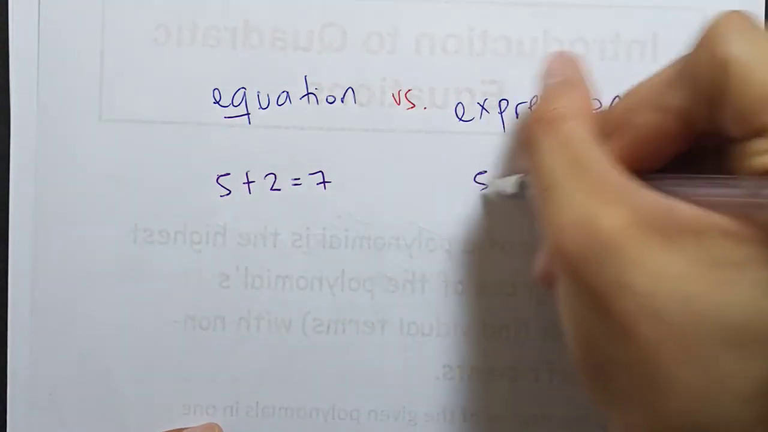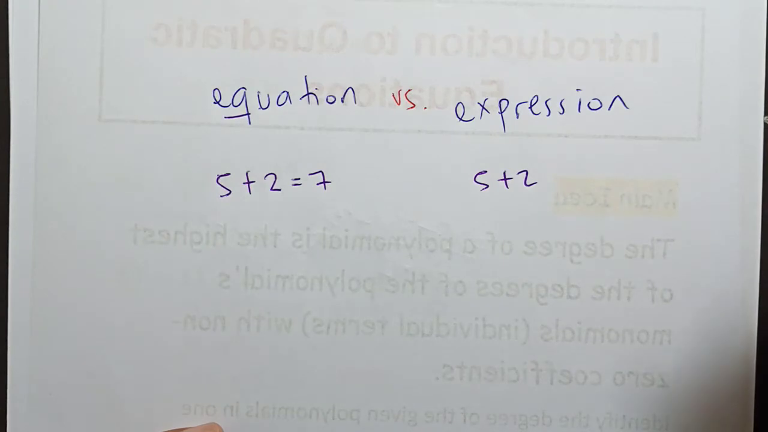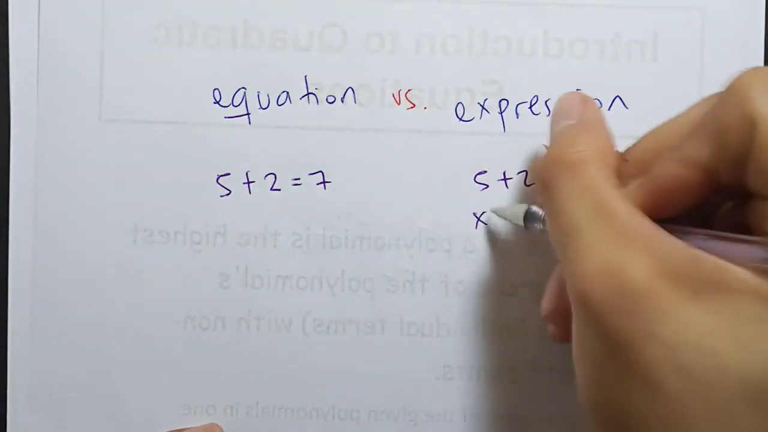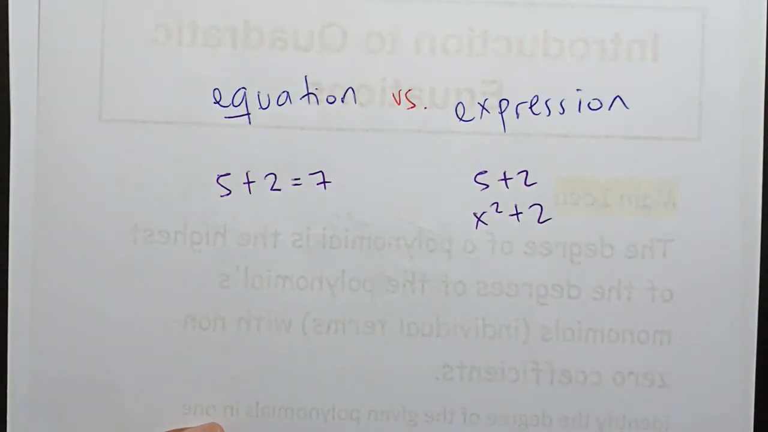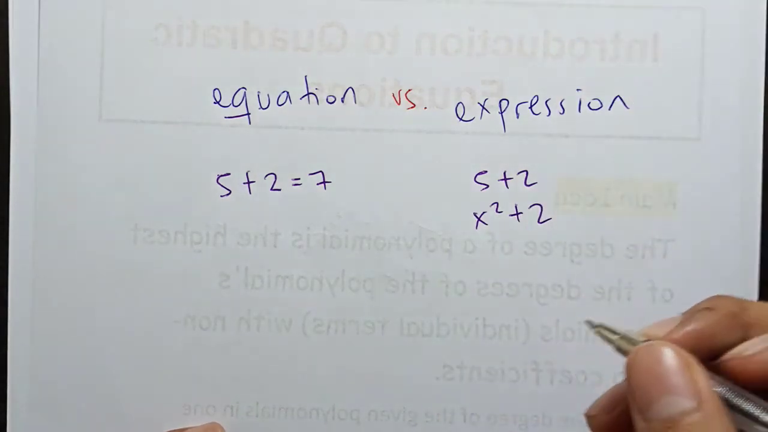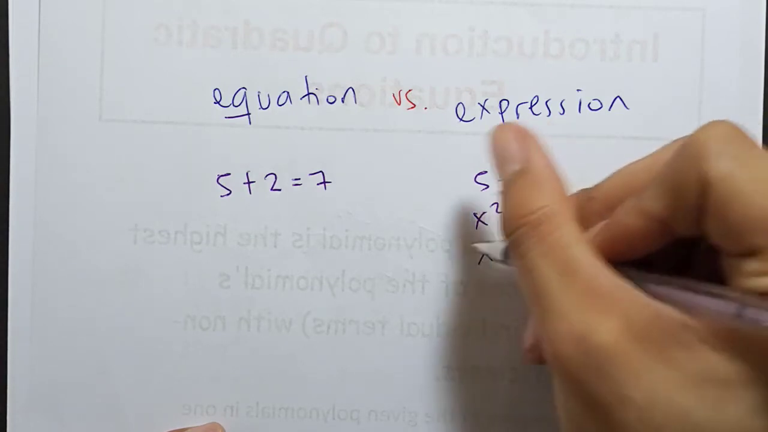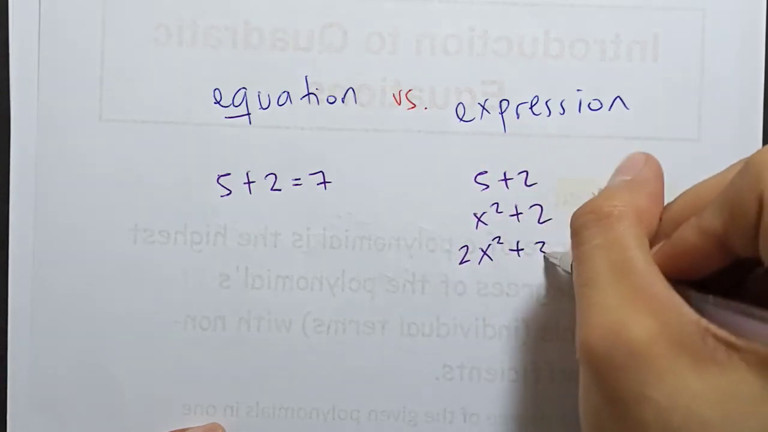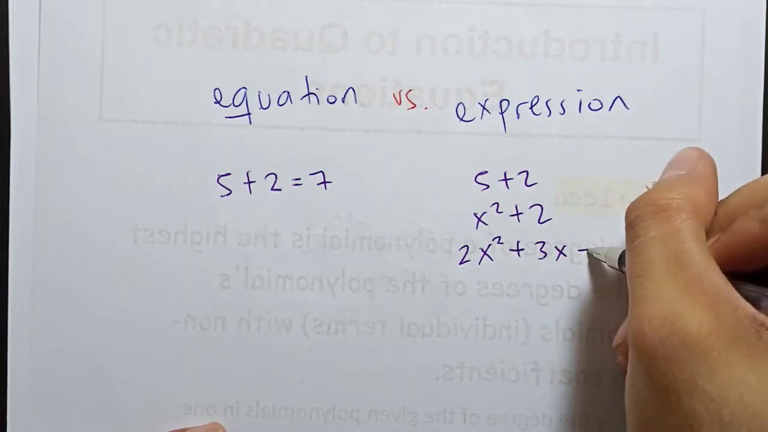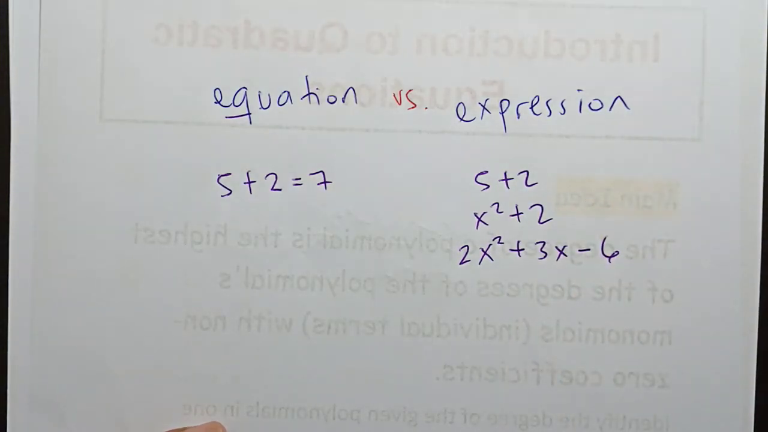Expression naman kapag ganito, 5 plus 2. Para sinasabi ng bata, walang equal. 1 plus 1, bintana daw, mga ganon. Expression siya. So, parang ganito, x squared plus 2. This is an expression. Yung algebraic expression. Kanya mga 2x squared plus 3x minus 6. Expression siya. Pero kapag equation siya, pwede siyang maging ganito ang itsura niya.